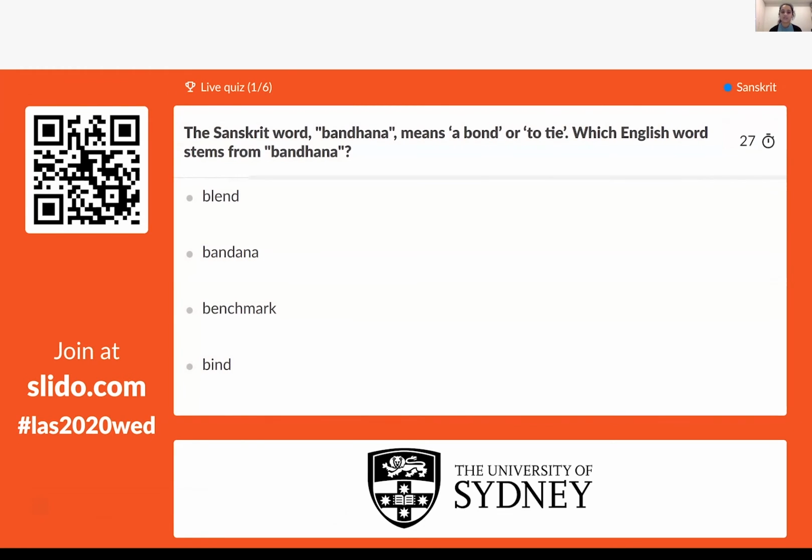Question 1, the Sanskrit word bandhana means a bond or to tie. Which English word stems from bandhana? Blend, bandana, benchmark, or bind?